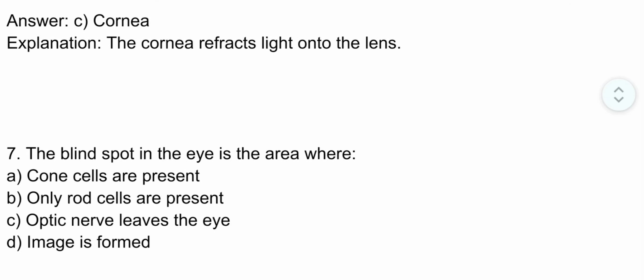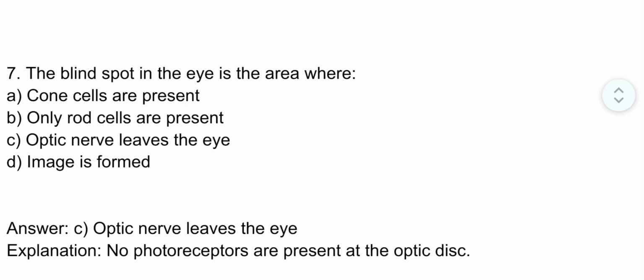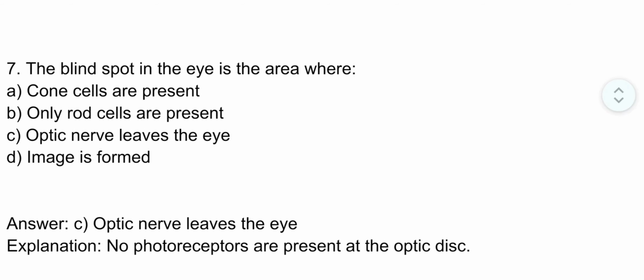Question number 7. The blind spot in the eye is the area where... The correct option is option C. Optic nerve leaves the eye. No photoreceptors are present at the optic disc.